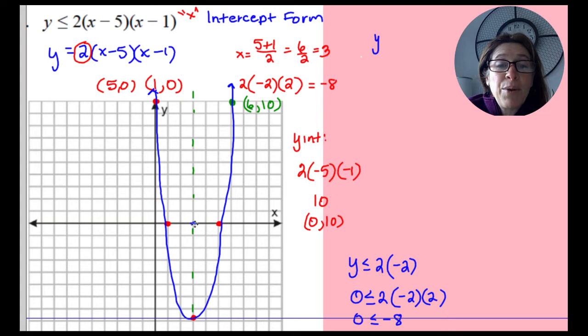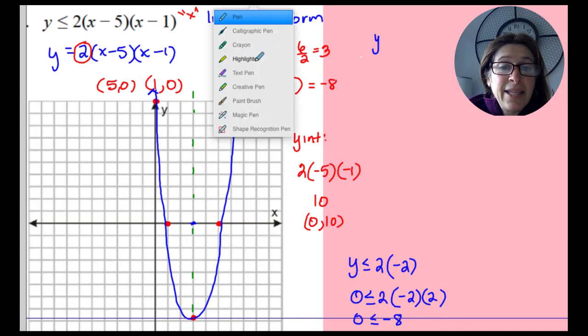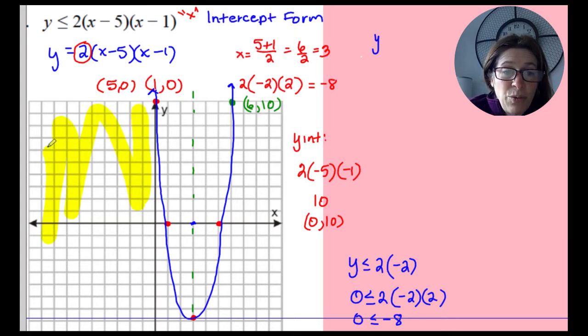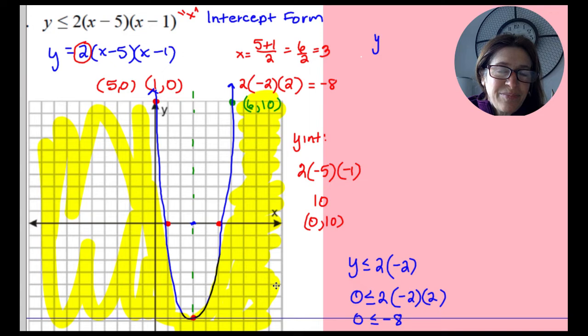That means we would be shading the opposite side of the graph, so all the way under here, over here. Notice I'm using a highlighter because it's just easy. So the solution to this inequality looks like that.